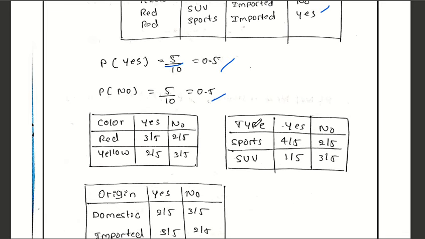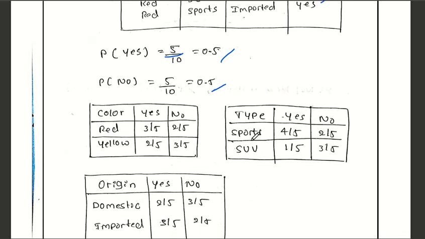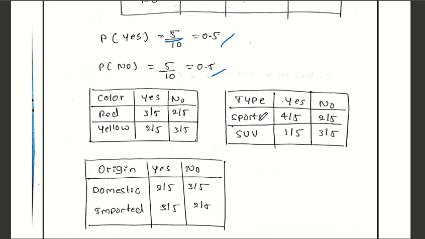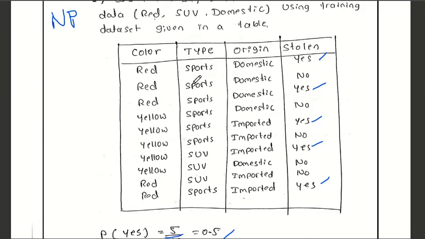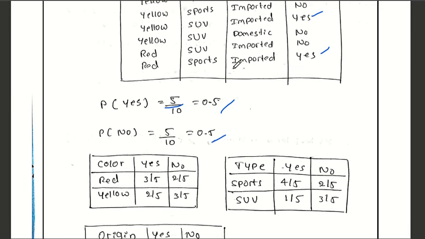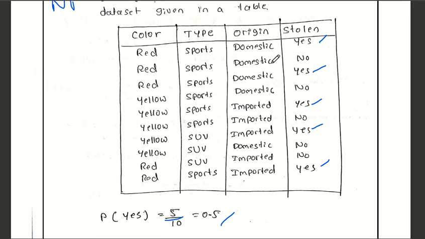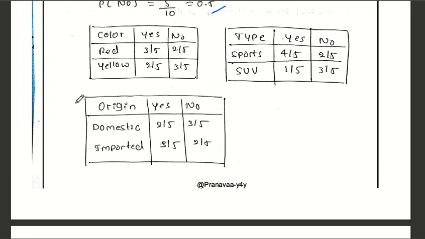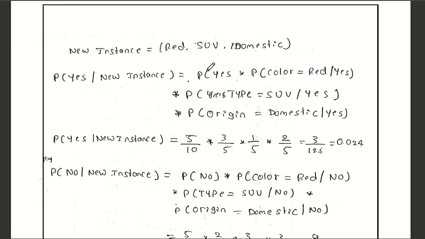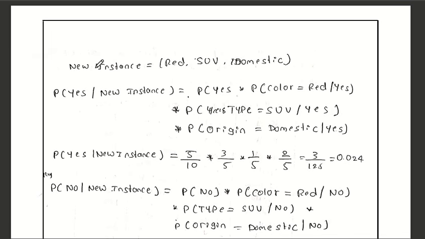Like that you need to find the yellow. In the same way, you have to make a tabular column for type and origin. For type and origin, you need to find the probabilities for yes and for no. Once you draw this table, then you need to solve for the probability of yes with the given instance.